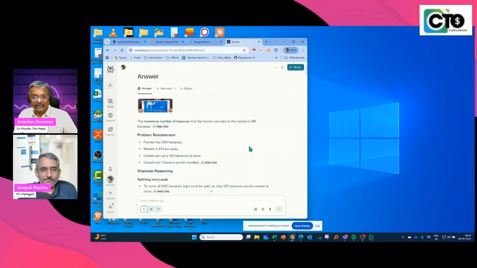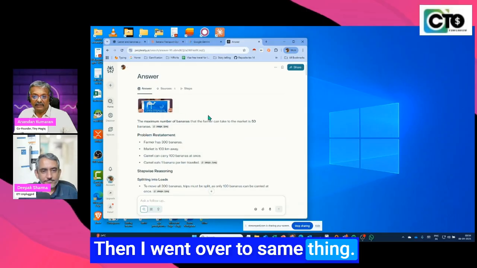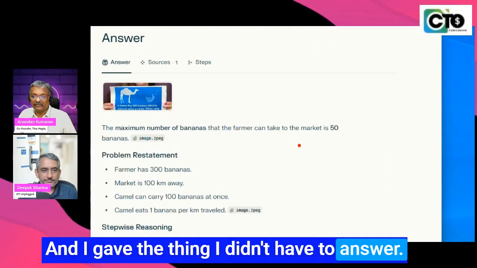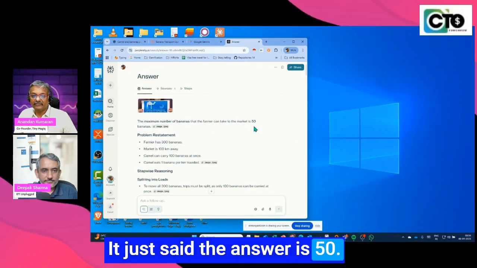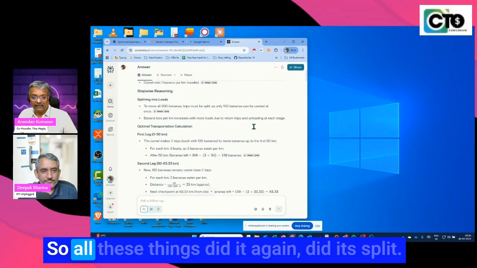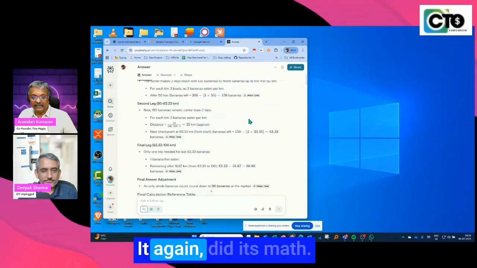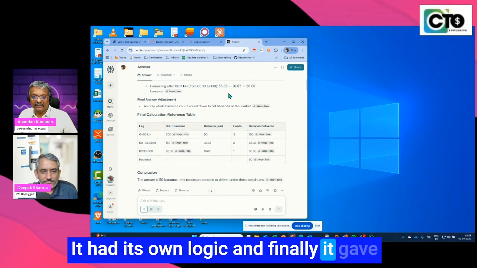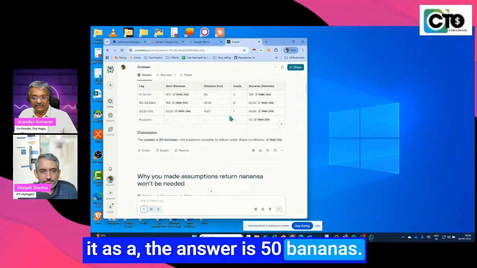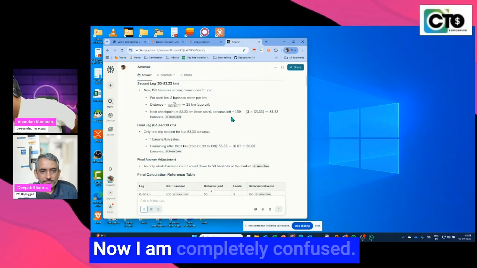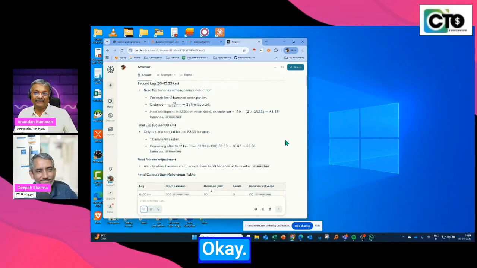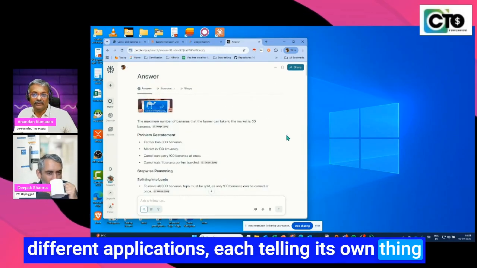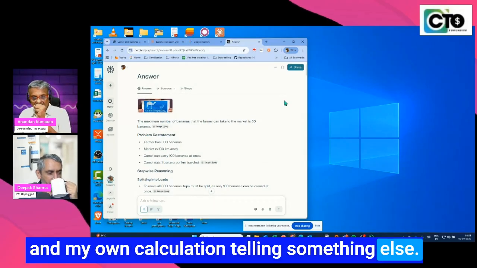Then I did the same thing with Perplexity, and I said answer. It did its split, it did its math, it had its own logic, and finally it gave the answer as 50 bananas. Now I am completely confused. We've got four different frontier models, four different applications, each telling its own thing, and my own calculation telling something else.